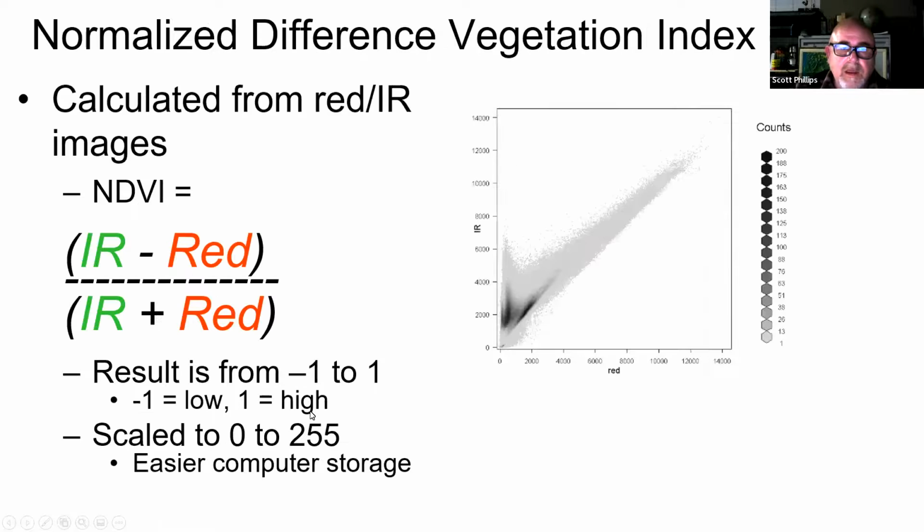There is a common measure called the normalized difference vegetation index. It's calculated by looking at the ratio of the red and infrared: the infrared minus the red, divided by the infrared plus the red. That gives you a scale from -1 to 1, with 1 being most vegetated and -1 being the least vegetated. What we tend to do is then scale that from 0 to 255, because it's a more efficient number format to store in a computer.